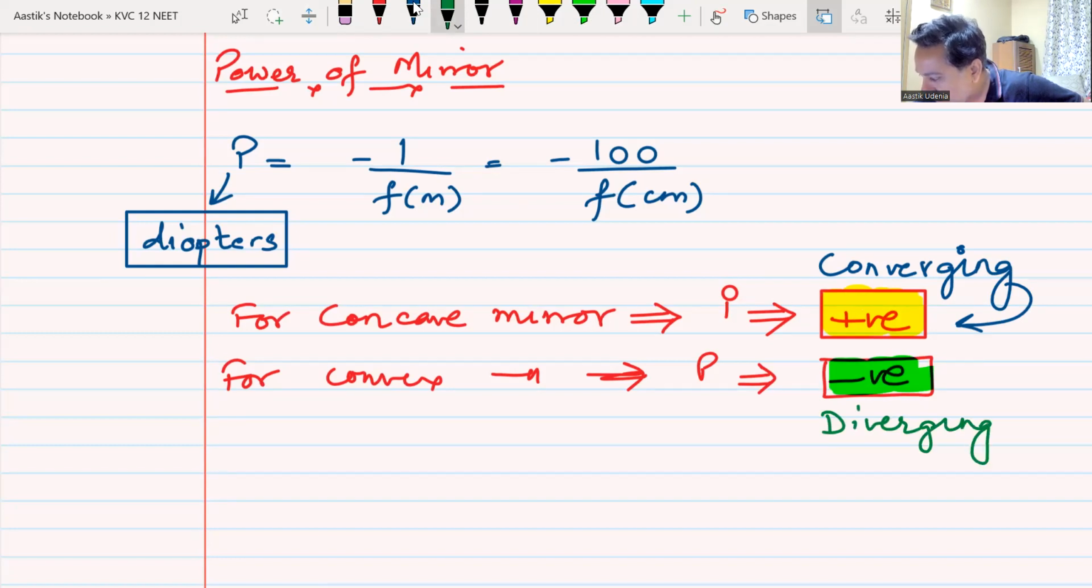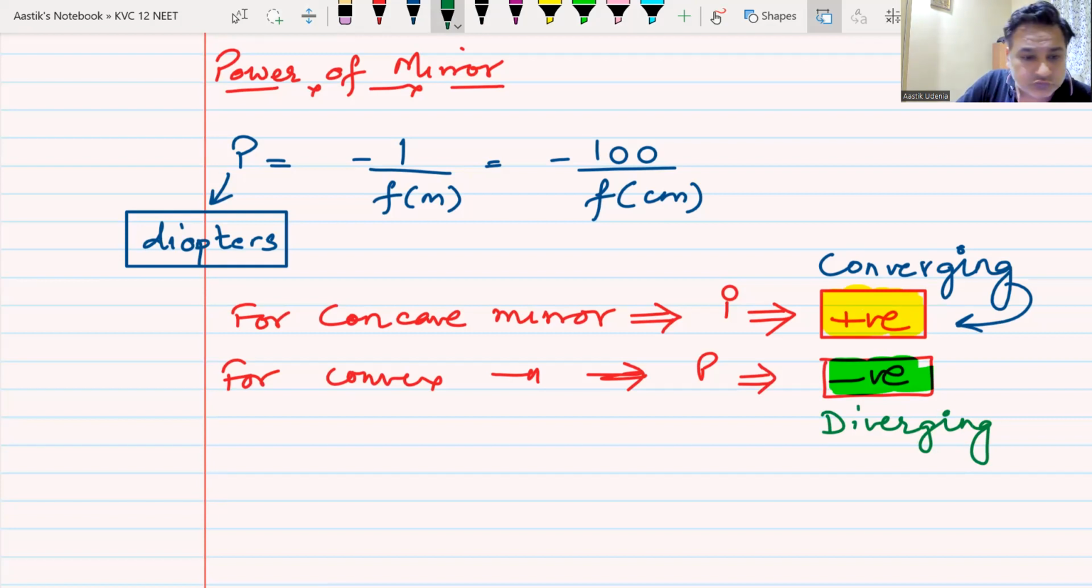Converging and diverging. Now, if you have a lens and your power is positive, you are wearing converging lenses. If it is negative, you are wearing diverging lenses. Do we understand this? Yes, sir. Okay, sir. Well done, sir.